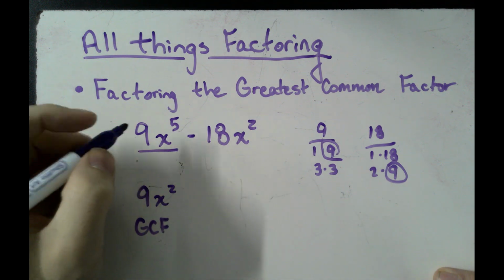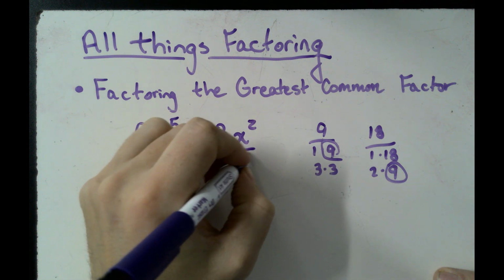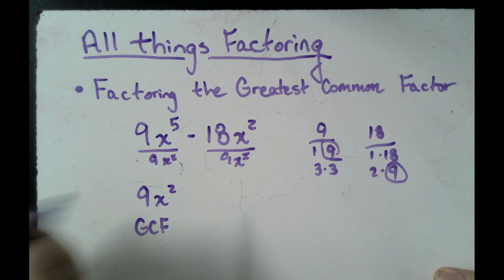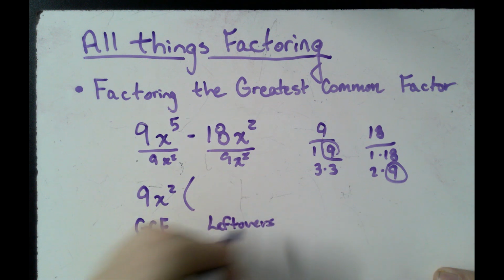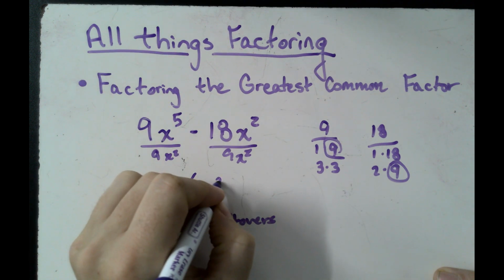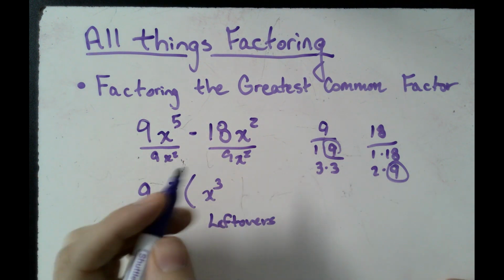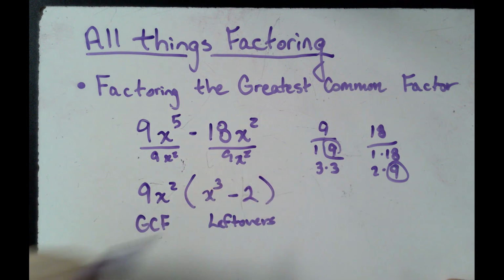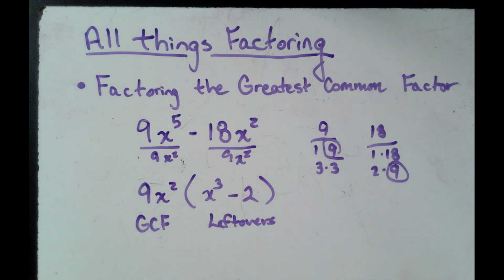What I do next is I take and divide that GCF into both terms. So 9 divided by 9 is 1. This is a part of my leftovers. And so that would be 1. X to the fifth divided by x squared is x cubed. We take 2 away from the power using the exponent rules. Now 18 divided by 9, we should know that that is 2, and the x squareds go away, leaving me with 9x squared as my GCF, and then x cubed minus 2. This would be our factored form that we would be looking at.